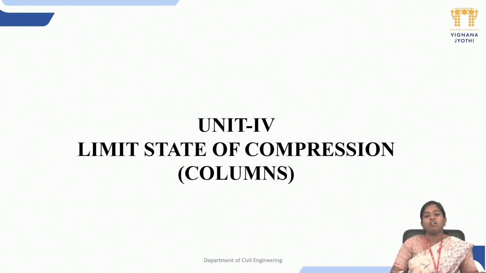And the next structural component, other than limit state of flexure, the next limit state of collapse would be limit state of compression. This is very particular and is different from beams and slabs, because beams and slabs are horizontal structural elements, whereas coming to limit state of compression with respect to columns, it is a vertical load carrying member.